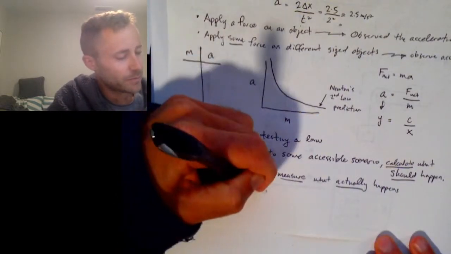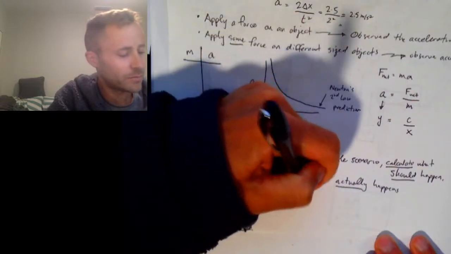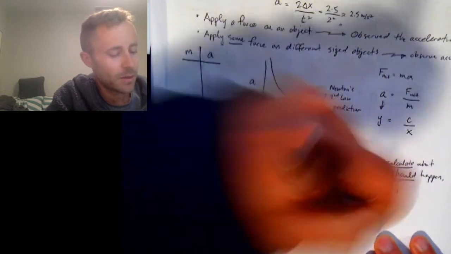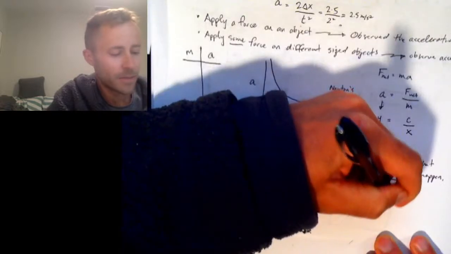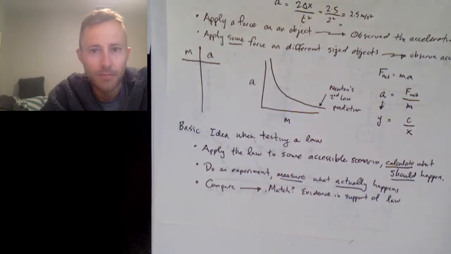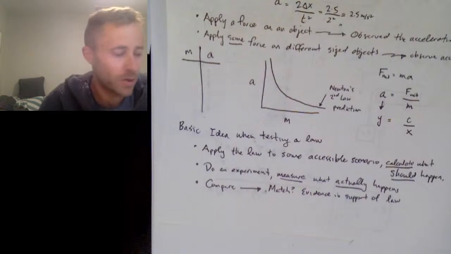If they match, then that is evidence in support of the law. So you can start to gain confidence in the law. For example, in Newton's second law, many people have done experiments that have all confirmed it. So we have a lot of confidence in that law. There's not a lot of people experimenting with Newton's second law because it has been verified so many times that we have a great amount of confidence that it is true.